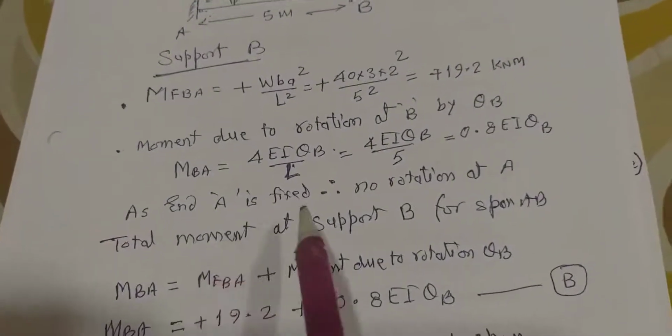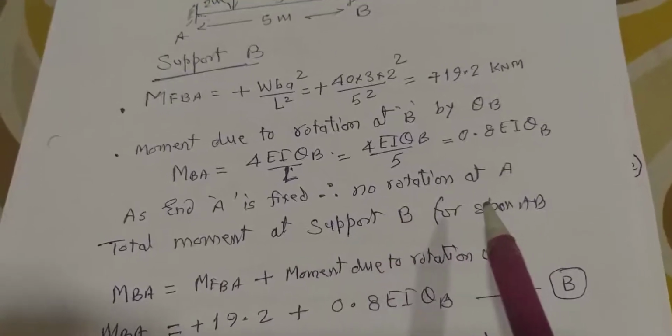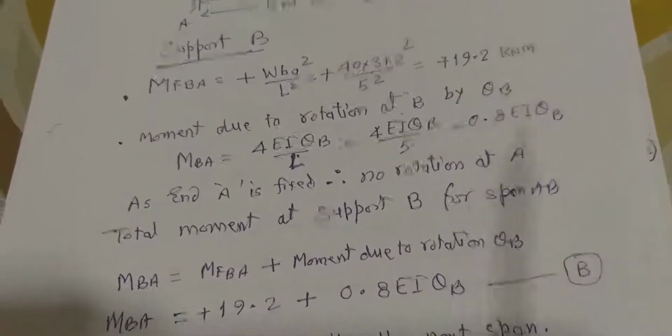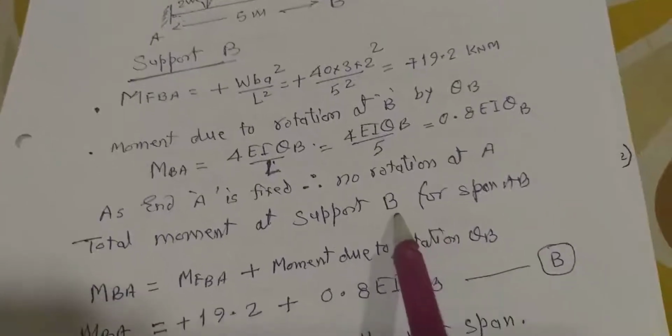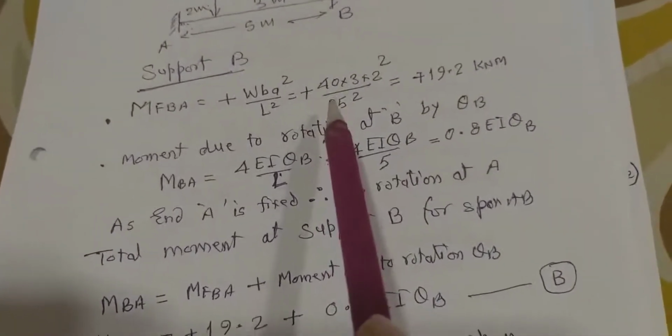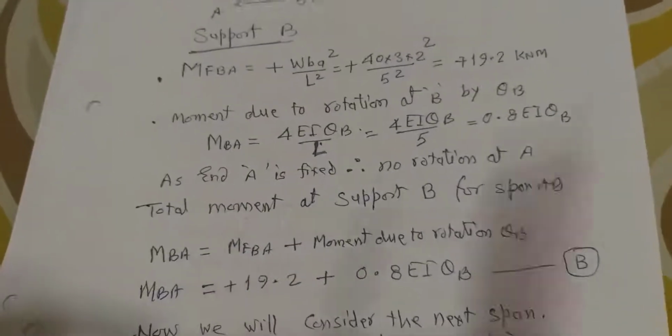Now, A is fixed, there is no rotation at A, so theta A comes out to be 0. So the total moment at support B will be the sum of the fixed moment at B and the moment because of the rotation at B.